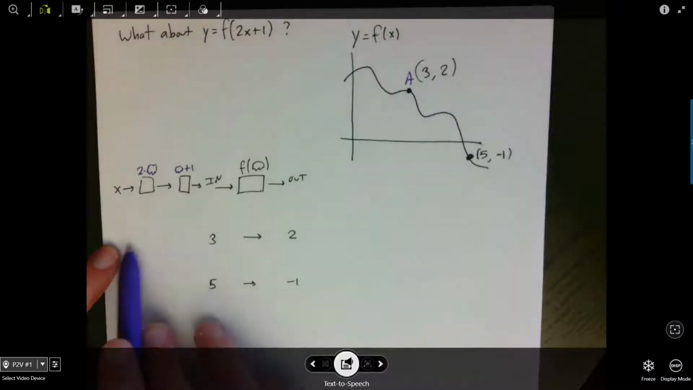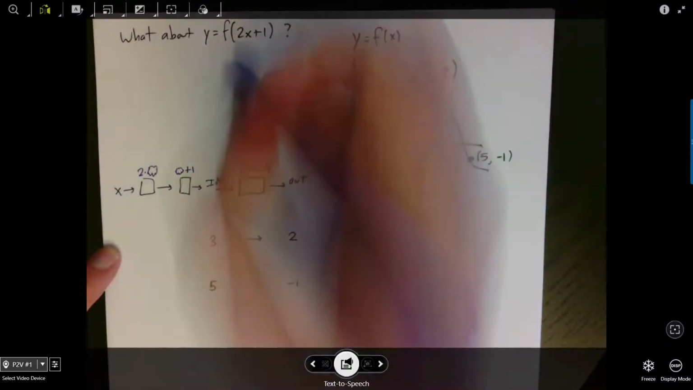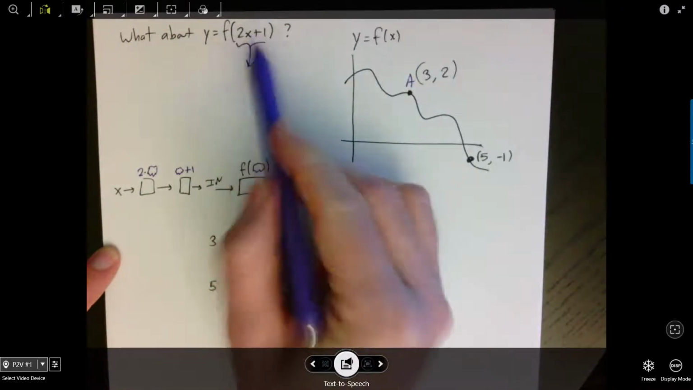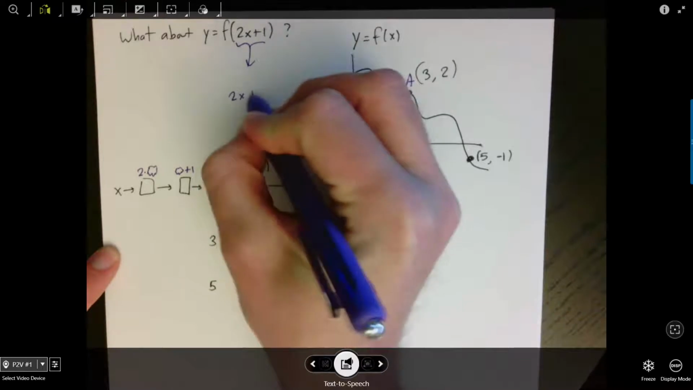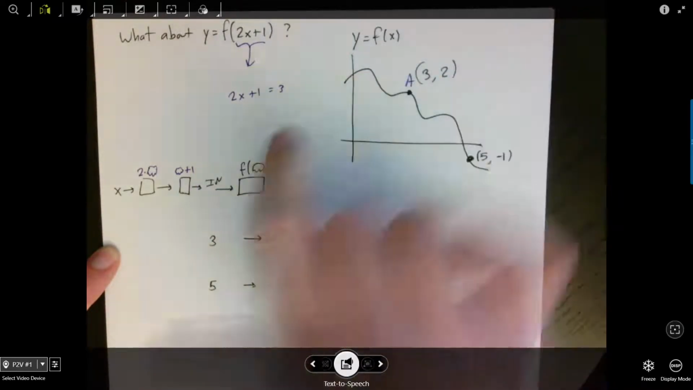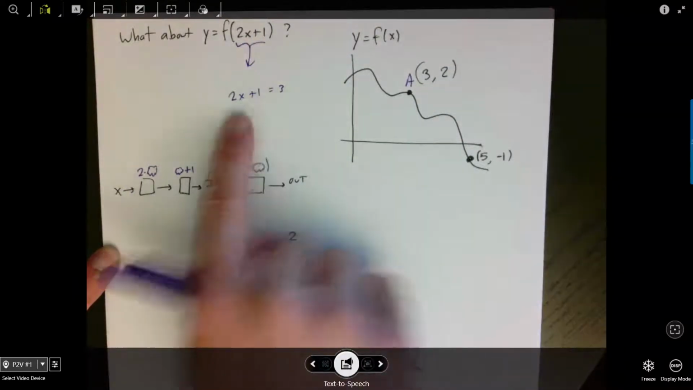So how do you figure out what x coordinate that is? Well, you have to undo those two steps. Put a different way, you're trying to solve the equation on the inside here. What value in 2x plus 1 is equal to 3? And so if you're solving this equation, you're undoing the steps. You're going to subtract 1 and then divide by 2.